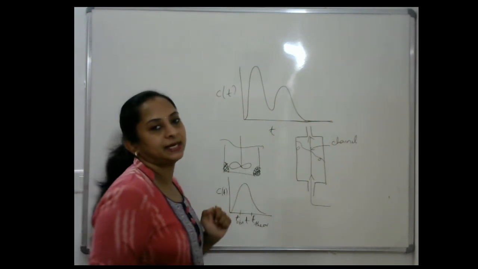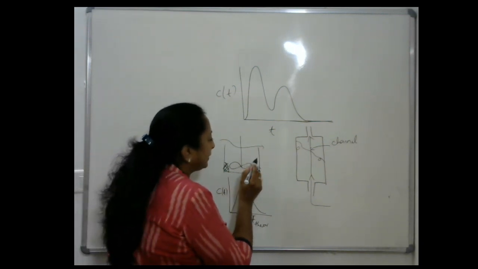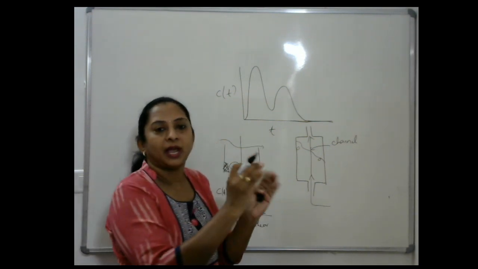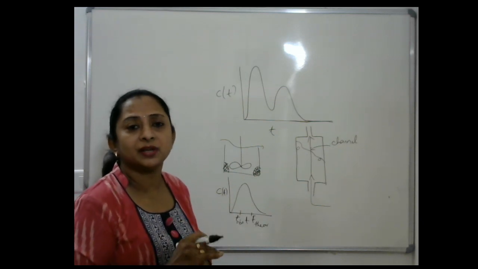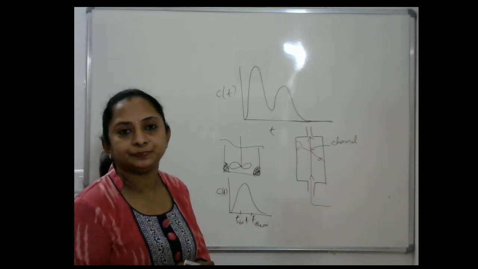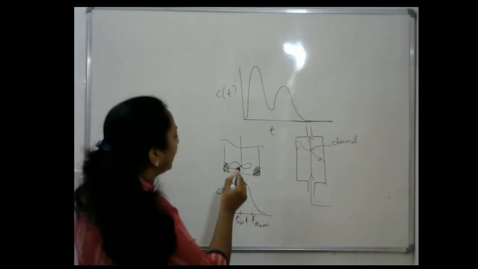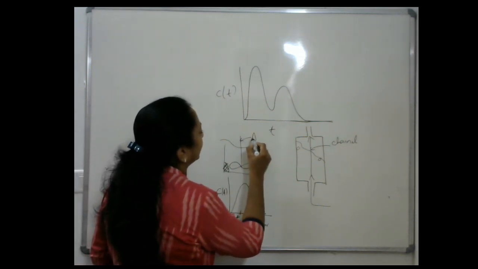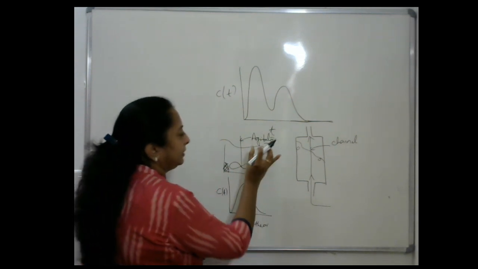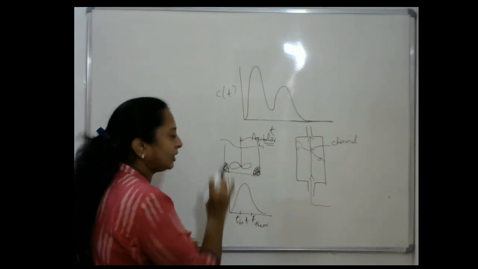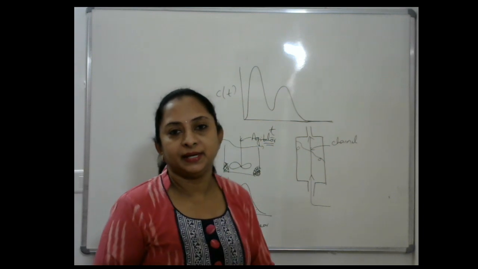So if there are dead zones, how do we minimize them? You can't change the reactor itself. I have already designed it, and the reactor is already available to me. I can't change the entire reactor. Then how do I minimize these dead zones? By changing the design of the agitator. If I change the agitator design, I can minimize these dead zones.